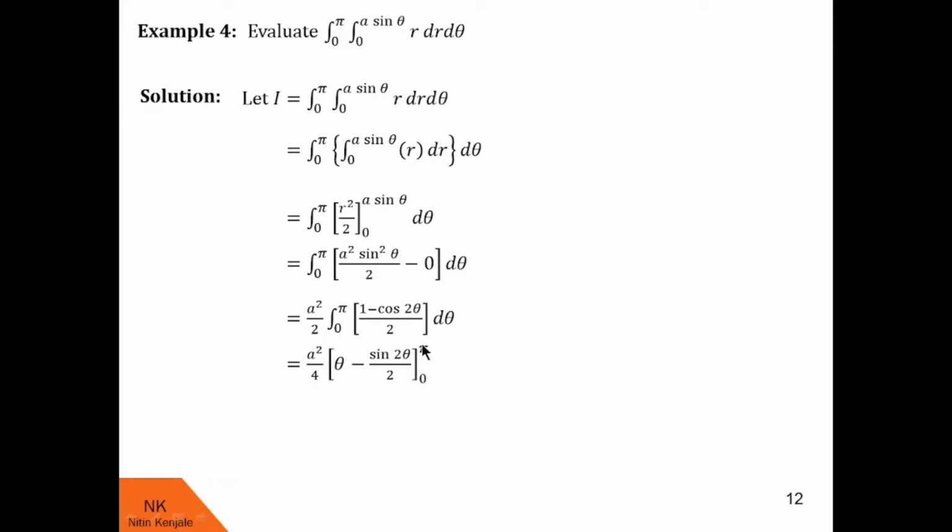Integral of 1 is theta and integral of cos 2 theta is sine 2 theta by 2 over the limit 0 to pi. Now let us substitute these limits in theta. When we substitute pi in theta, we have pi minus sine 2 pi by 2 minus, after substituting 0 in theta, we have 0 minus sine 0, which is 0 again. Sine 2 pi is also 0. So we will be left with a square pi by 4 as the value of this integral I. I hope you understood this solution. Let us go ahead for the fifth example.